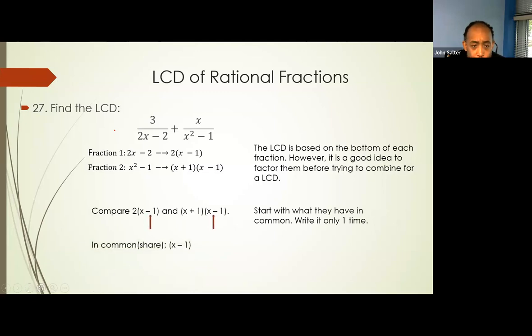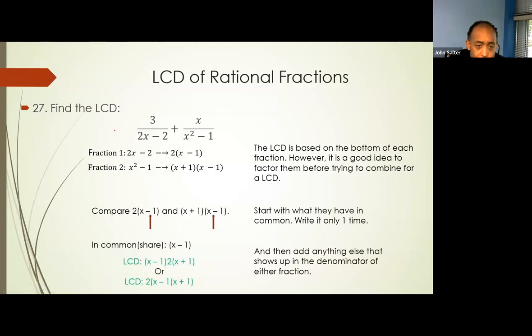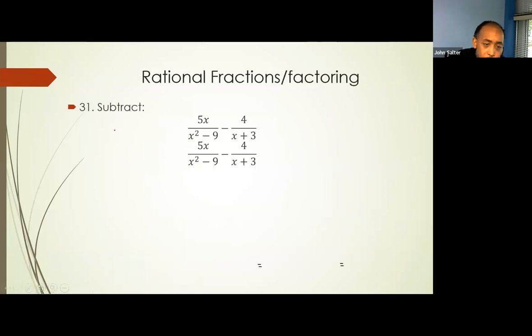So I'll write that down one time. And then what else do they have in addition to that? Well, there's also a 2 and an x plus 1. So I just want to write it all out. The number by itself comes first, and then the other components. So that's my least common.